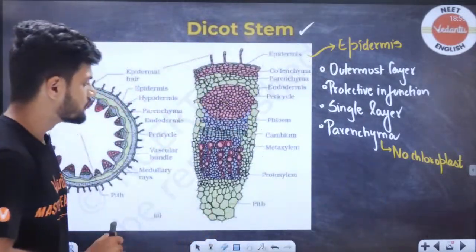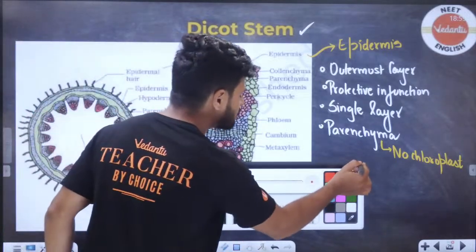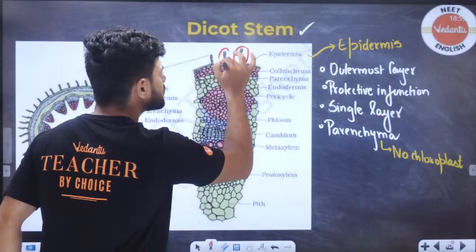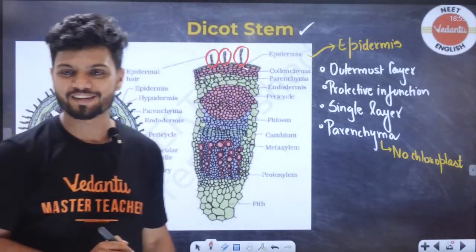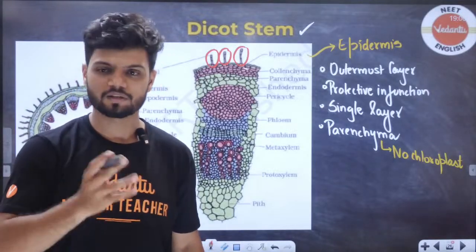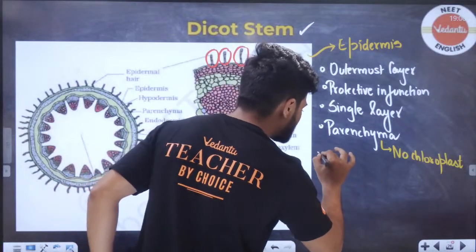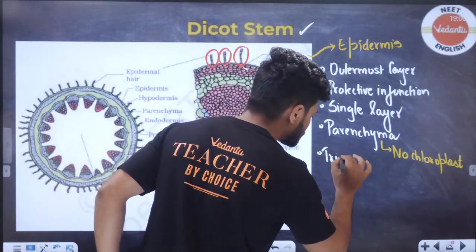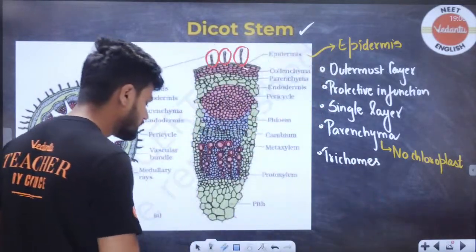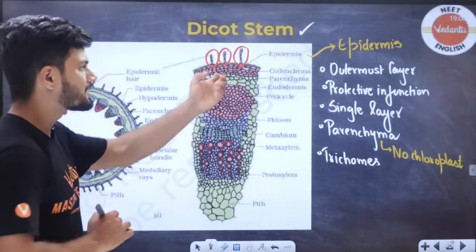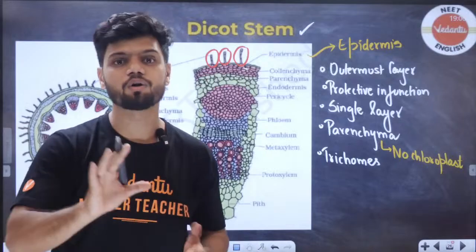Now apart from that, do you see any kind of appendages here? Can you see them? Like antennas, three antennas here. Can all of you see? Yes, you can see. So these appendages are called trichomes. They help in multiple functions: secretory functions, increase in surface area, all of that.